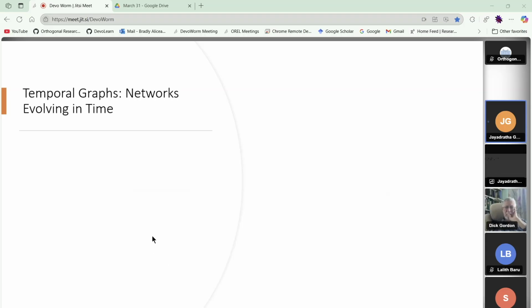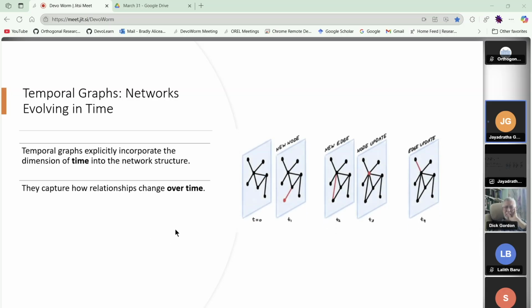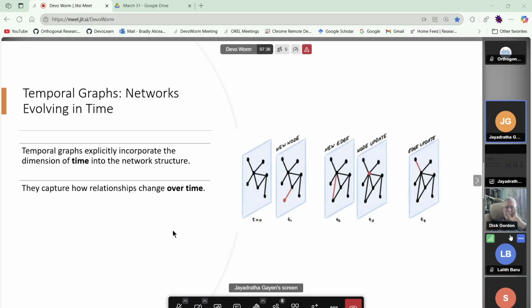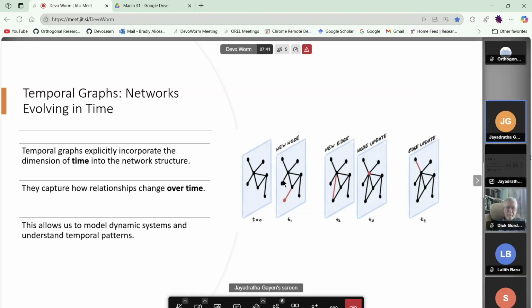So now we understand why we need temporal graphs. Now we'll take a detailed look into it. What can it capture? They capture how relationships change over time. For this graph, at different times there can be a new edge addition, or a new node might come, or a node update or edge update might happen.